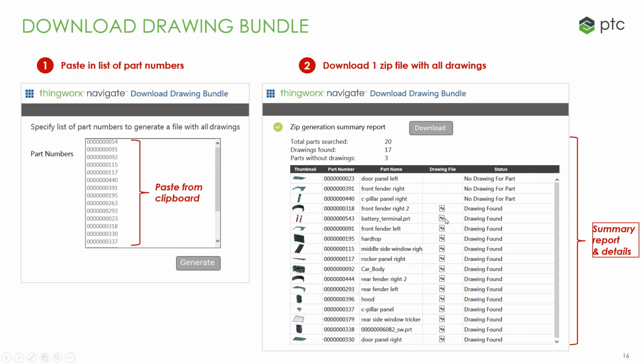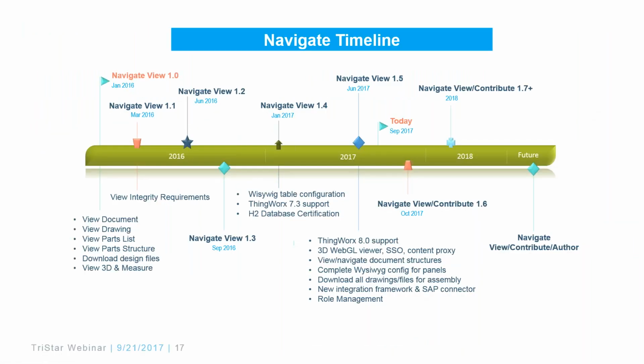The app will show the user which parts have drawings that it found, which ones don't have drawings, and the user can make a decision to download what they need. So that is a new app in Navigate 1.5, the Download Drawing Bundle app. Those are the enhancements in Navigate 1.5.